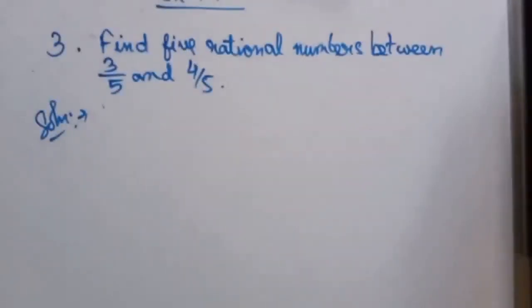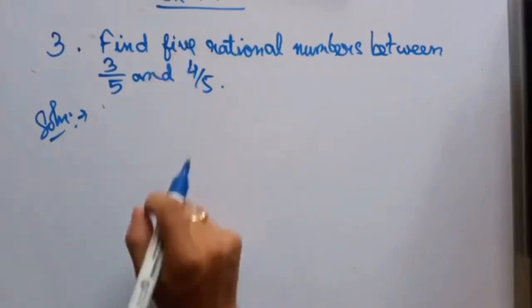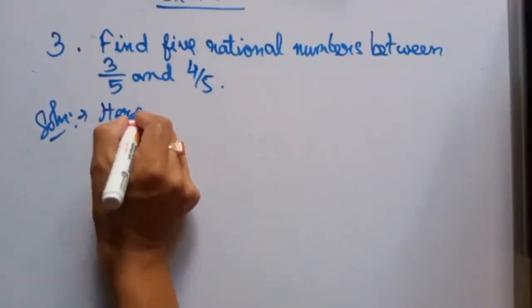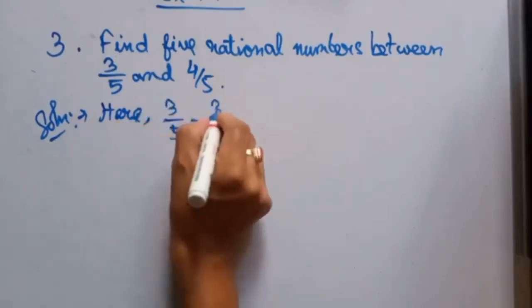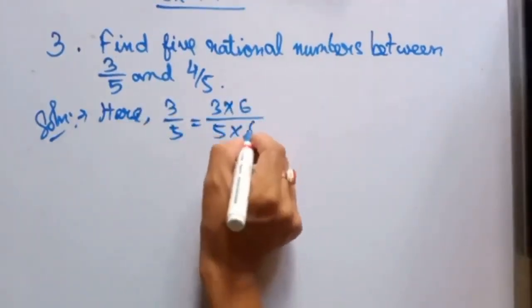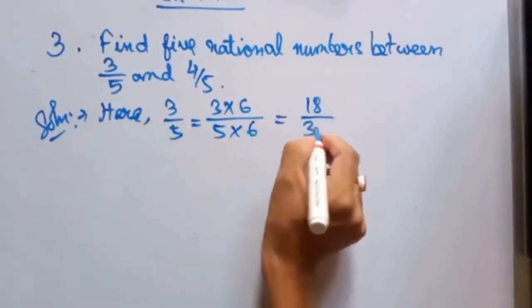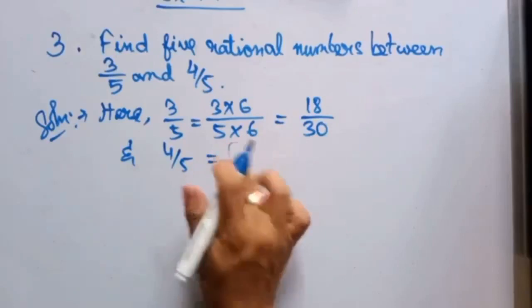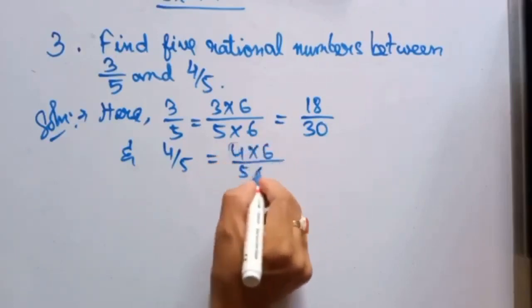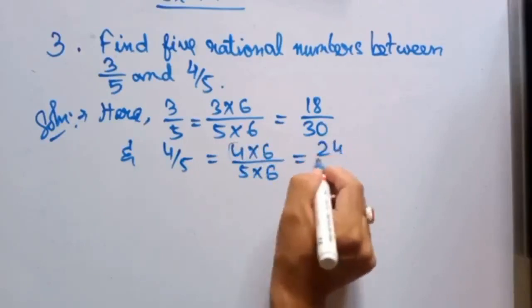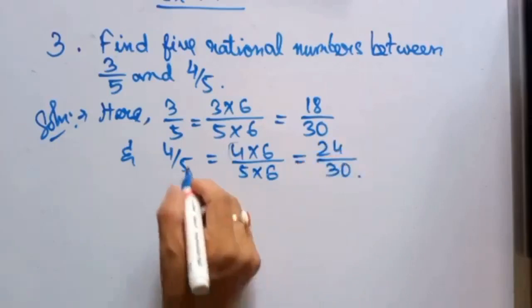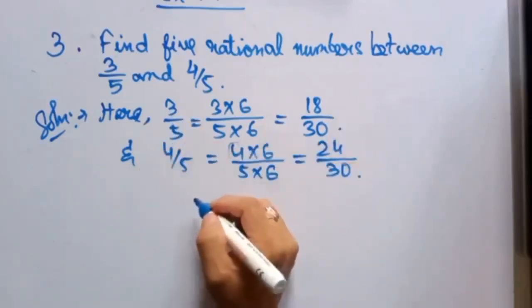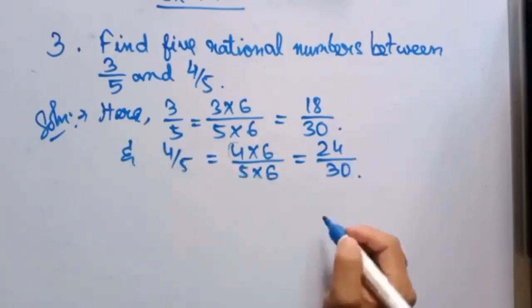Question number 3. Find 5 rational numbers between 3 by 5 and 4 by 5. Same here also, we have to multiply the numerator and denominator of both the numbers by 1 more than 5, that is by 6. So therefore 3 by 5 can be written as 3 into 6 by 5 into 6, which becomes 18 by 30. And the number 4 by 5 can be written as 4 into 6 by 5 into 6, which is 24 by 30. So the equivalent rational number of 3 by 5 is 18 by 30, and the equivalent rational number of 4 by 5 is 24 by 30.